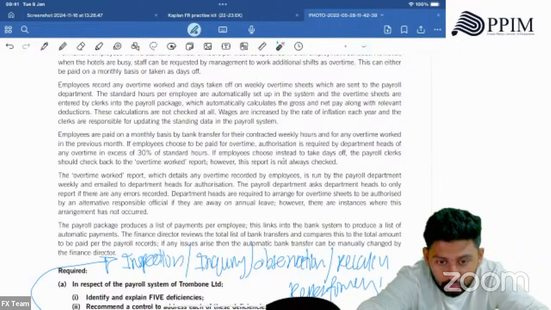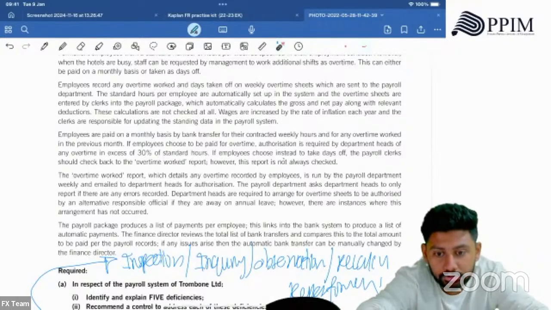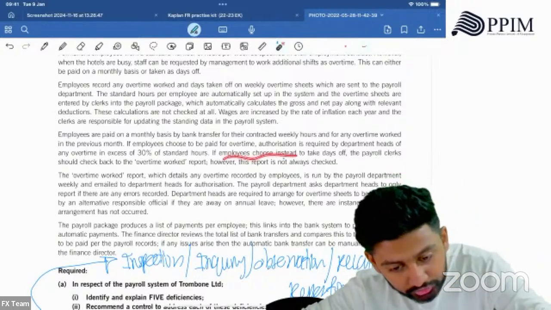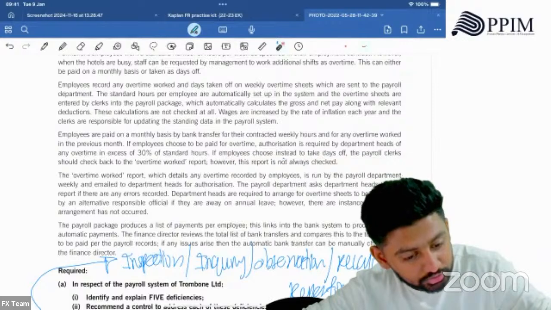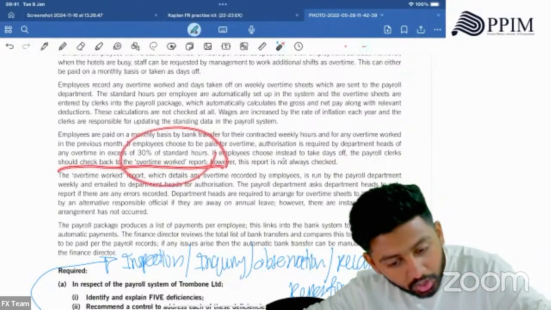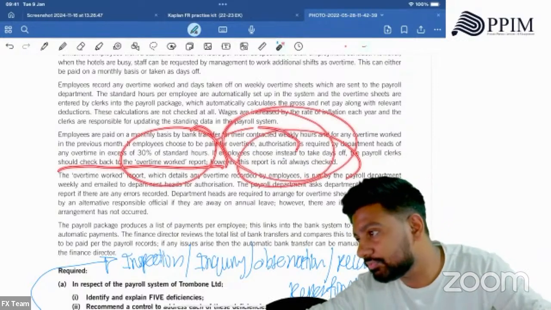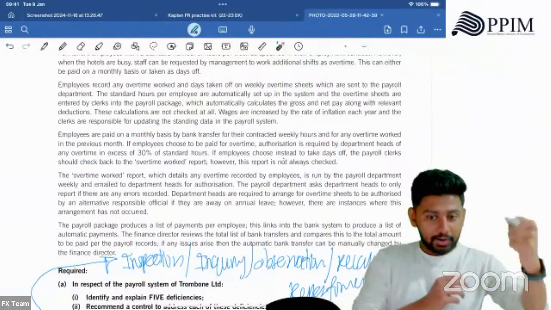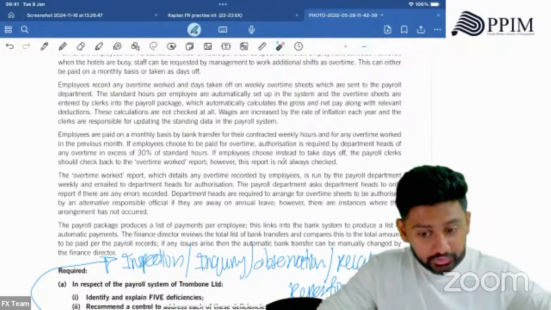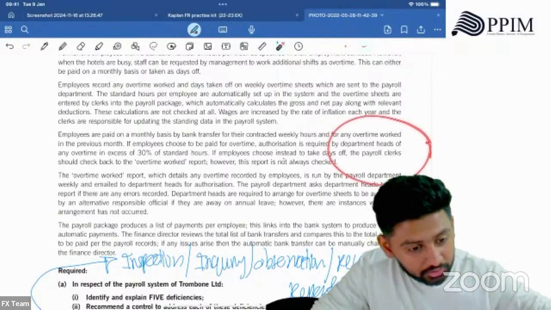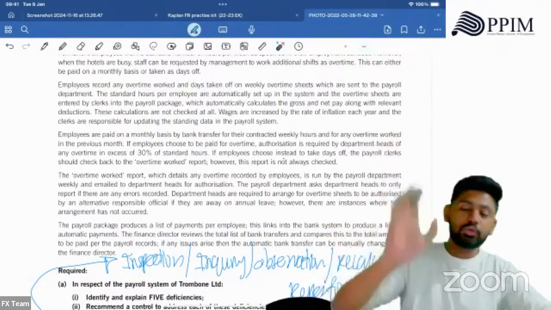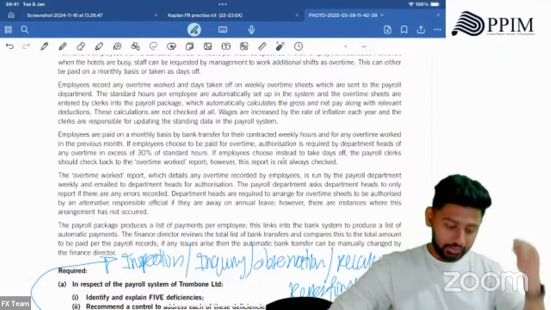So you missed out the employees choosing overtime. Employees choose... oh, yeah, this one. If employees choose instead to take days off, the payroll clerk should check back to the overtime work report. However, this report is not checked. That's another problem. Sorry, my mistake. So now let's say your employees are choosing not to take money, and instead they're taking days off. Then the payroll clerk should go and check back the overtime work report to see if they actually worked or not. But this report is not checked. That's another problem, obviously, right?